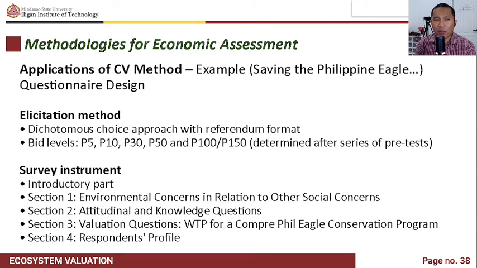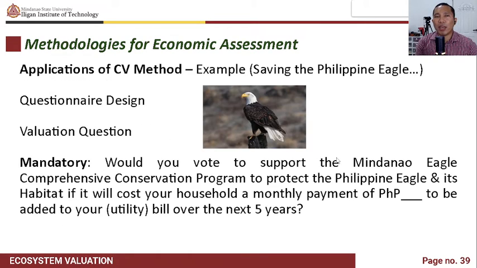So for the survey instrument, you have the introductory part, and you have to provide the concerns in relation to other social concerns. So these are actually the components of the survey. The second section would be the attitude and the knowledge of the respondents. The third section constituted the valuation questions, the willingness to pay for a comprehensive Philippine Eagle Conservation Program, and the last one is the respondents' profile.